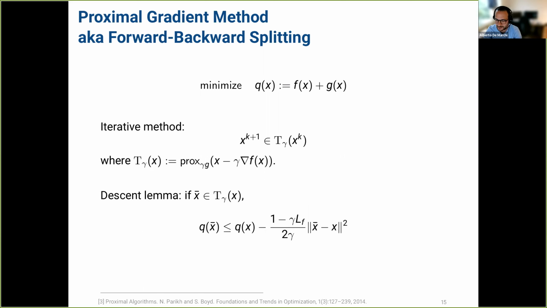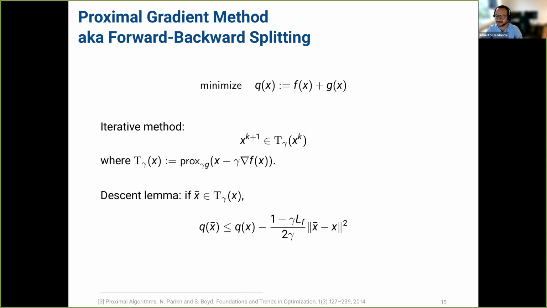The convergence follows from this lemma. When we apply this proximal gradient operator, we obtain this inequality, where you can see L_F is the Lipschitz constant of the gradient of F. So you can see that if gamma L_F is smaller than 1, then we obtain that the values of Q along the sequence decrease. So we obtain a reasonable method.